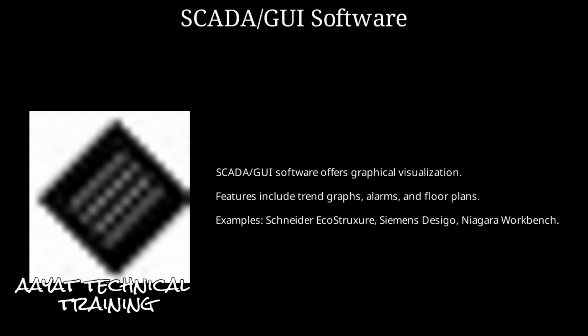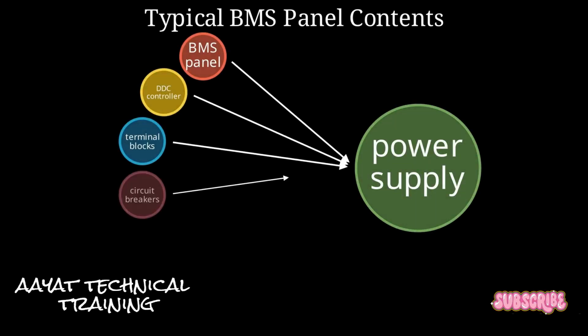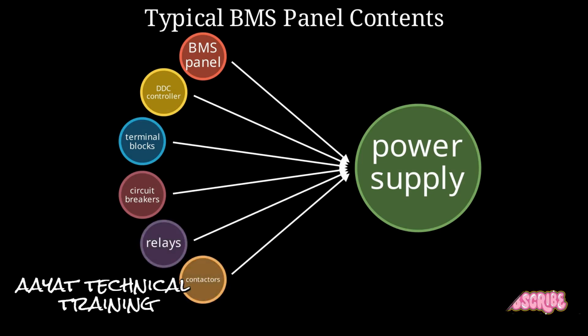SCADA and GUI software provide graphical visualization, trend graphs, alarms, floor plans, and schedules. Popular platforms include Schneider EcoStruxure, Siemens Desigo, and Niagara Workbench. A typical BMS panel contains a DDC controller, terminal blocks, circuit breakers, relays, contactors, and a 24 VDC power supply. These elements ensure safe and efficient operation of the BMS.